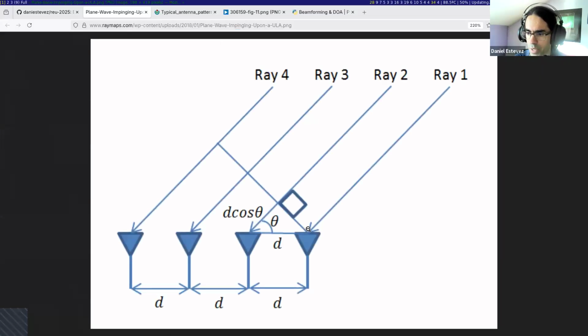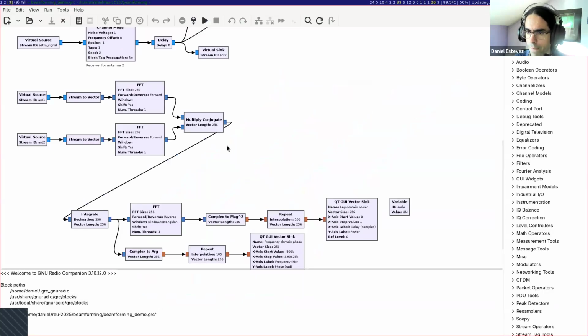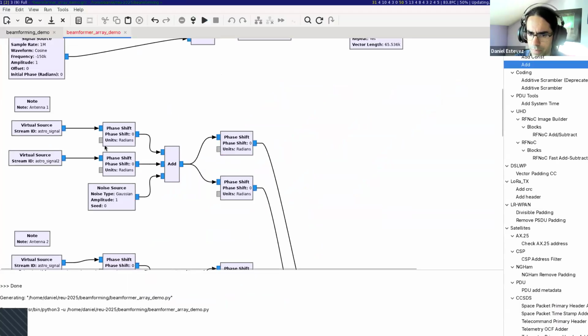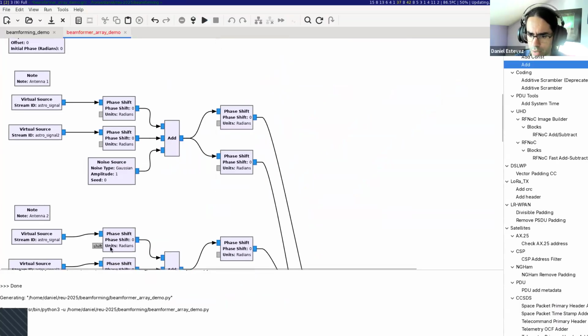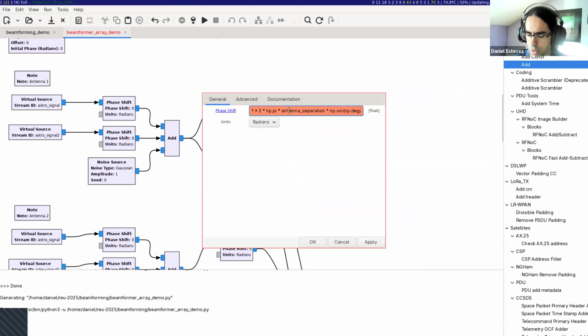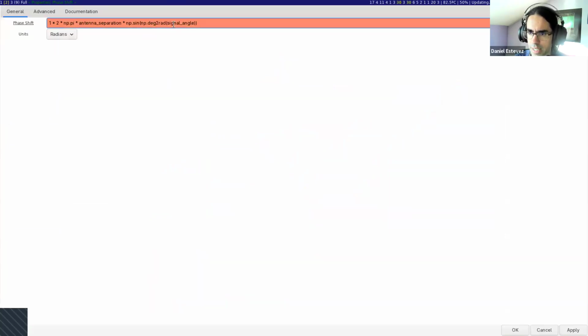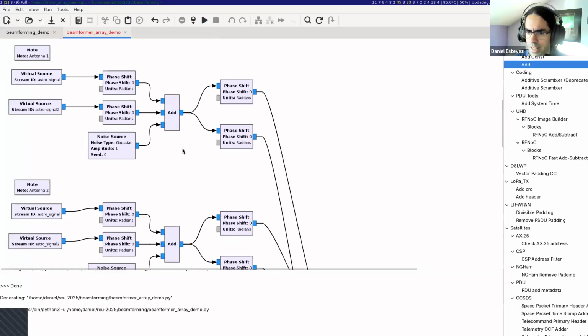We can go back to the diagram. So the first antenna is the reference in here. It doesn't have any additional phase delay. The second antenna is going to have a phase delay of d sine of theta. So does it have it? If we go to antenna number 2, it still says phase shift is 0, but that is just because, by default, my signal angle is 0. But in the formula, you can see it's 1 multiplied by 2 pi, antenna separation, sine of the signal angle, and so on and so forth.